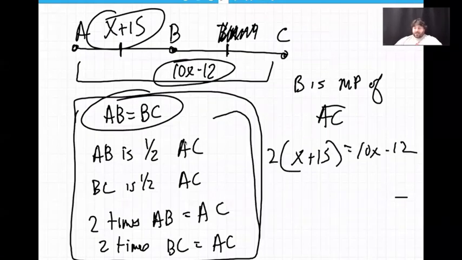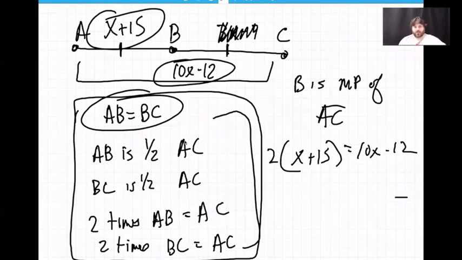So using any of these 5 things, you've got to be able to write an equation from these, understanding how midpoint works. Midpoint cuts something in half. So the small half is equal to the other small half, or double the small is equal to the big, or half the big is equal to the small. All these relationships should help you build a formula that you can solve for the variable.